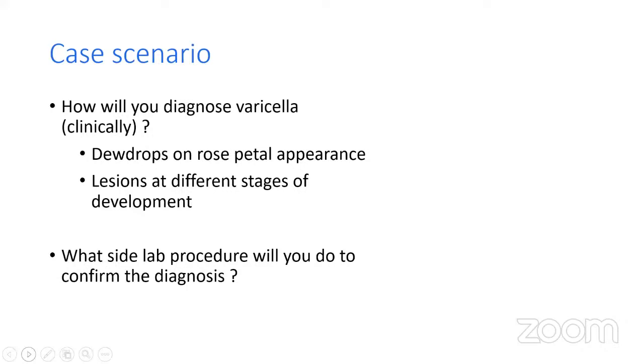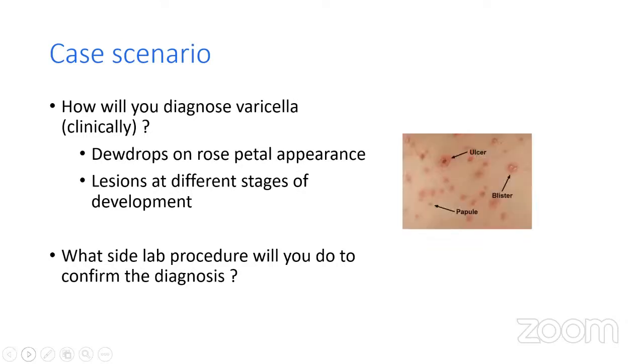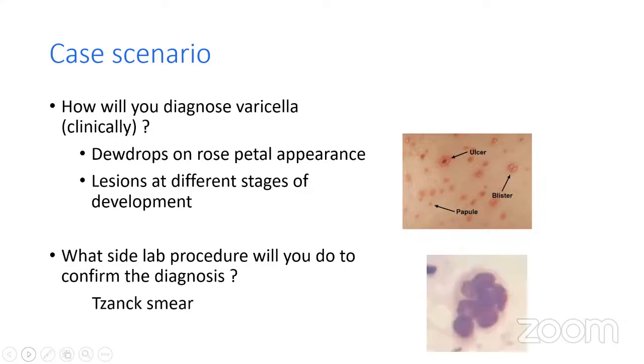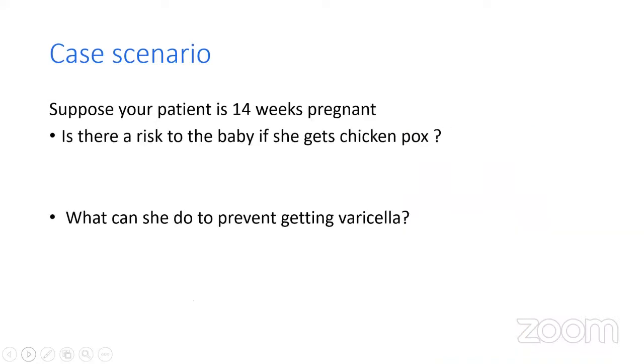How do you diagnose varicella? Clinically, as I said, the dewdrop on rose petal appearance, with lesions at different stages of development: macules, papules, pustules, vesicles, and crusting, after which it stops. As a lab procedure, you can do a Tzanck smear if you have it in your center, and you can see multinucleated giant cells.